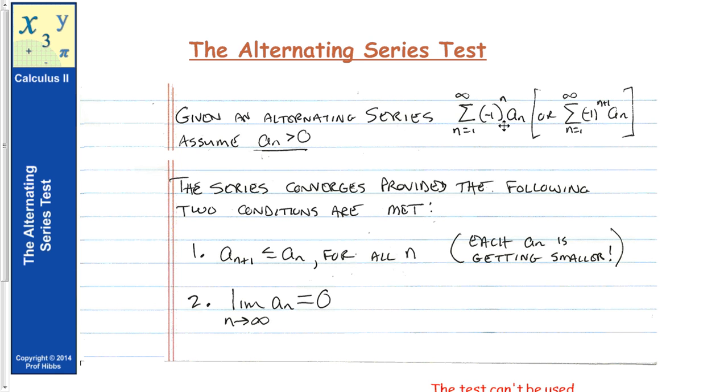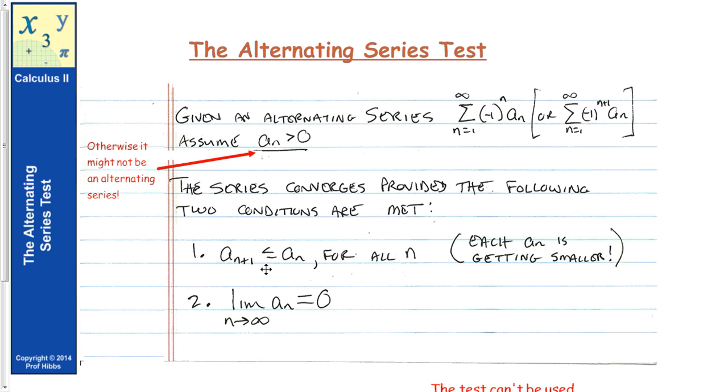And the reason that condition is necessary is because if we didn't require a sub n to be positive here, with this -1 changing to a power, we might not end up having an alternating series because we might have some negatives times some negatives, which would be positive unexpectedly. So that's the reason we require the a sub n's to all be positive. Okay. The series converges provided the following two conditions are met.